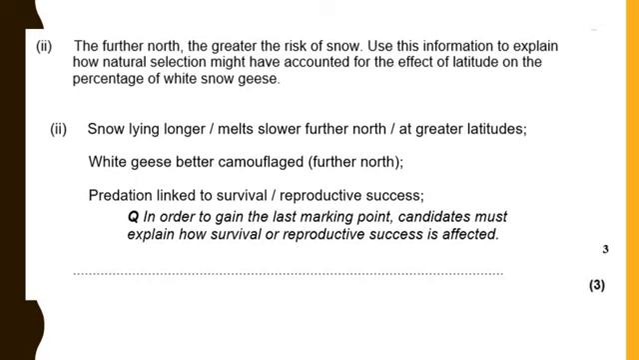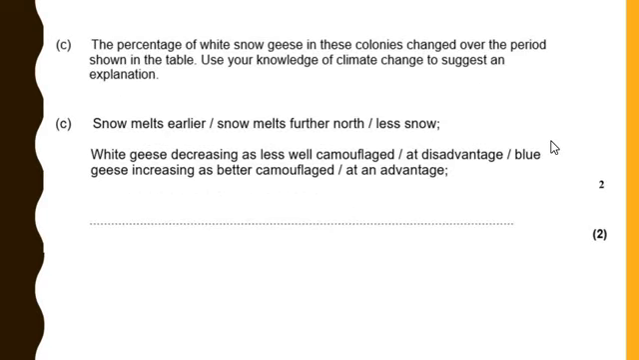Okay, and the answer is, snow melts earlier, or snow melts further north, or there's less snow, and so white geese are decreasing because the ones that are white are no longer well camouflaged, or they are at a disadvantage, or the blue geese are now better camouflaged. So because climate change is occurring, snow is melting faster, and so the white geese now stand out because the snow is gone.